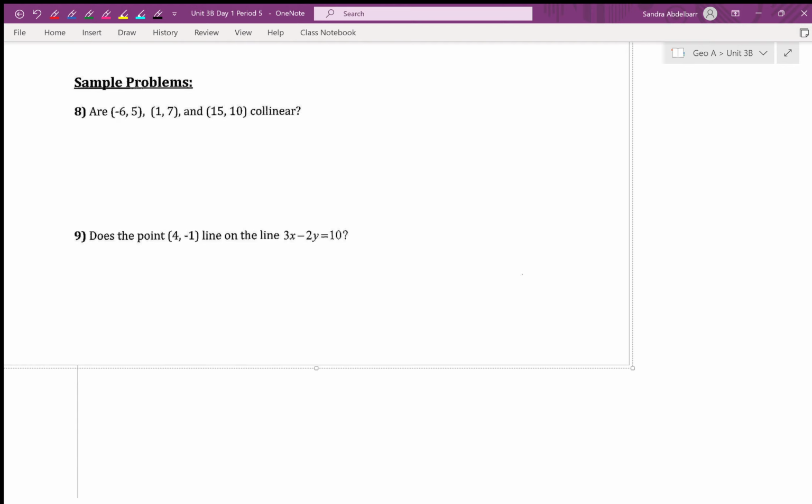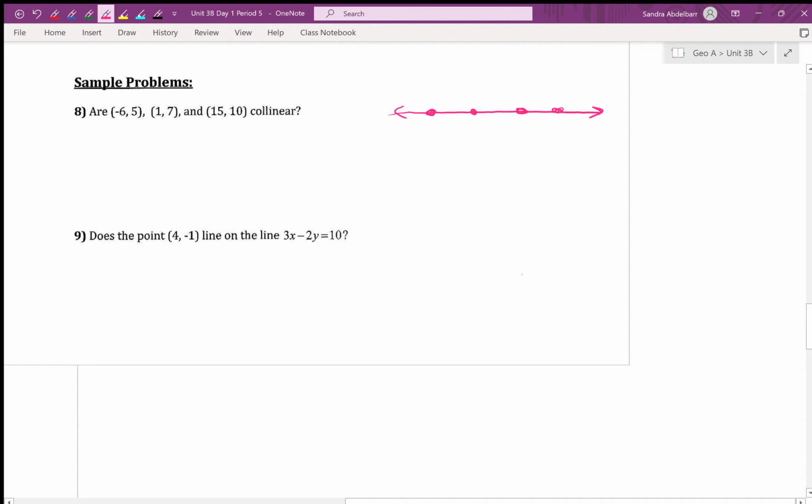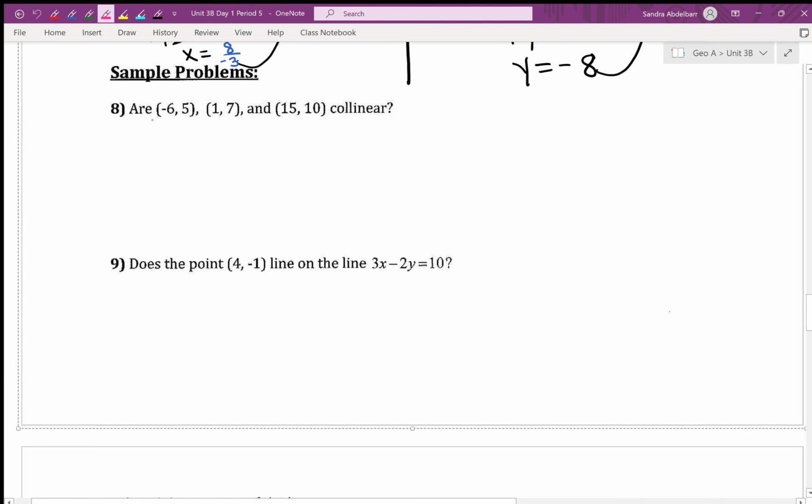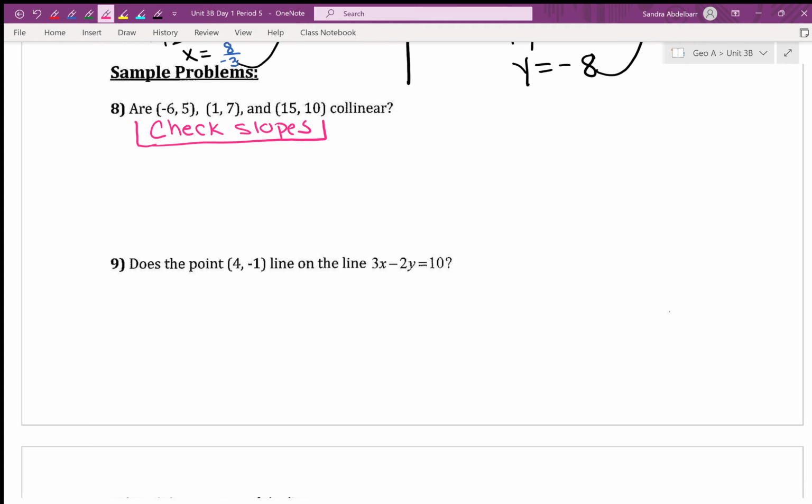And if we're talking about points that all exist on the same line, shouldn't we always have the same slope for the line? Okay, to figure out if the points are collinear, we are going to check the slopes. And guess what? If the slopes are the same, then they're collinear. If the slopes are different, then they are non-collinear, exactly.